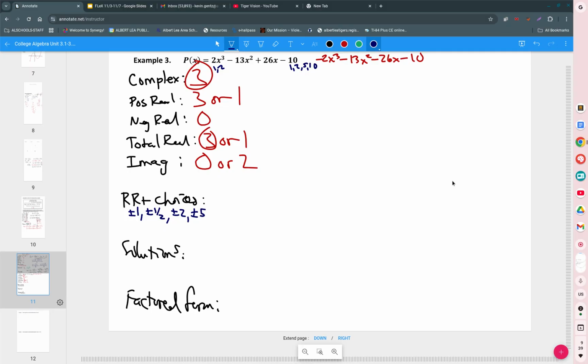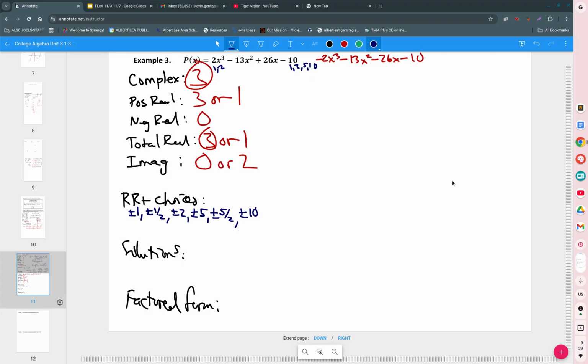Plus or minus 5. Plus or minus 5 halves. Plus or minus 10. Plus or minus 10 halves. Well, 10 halves will be the same as 5, won't it? So I think we're good.